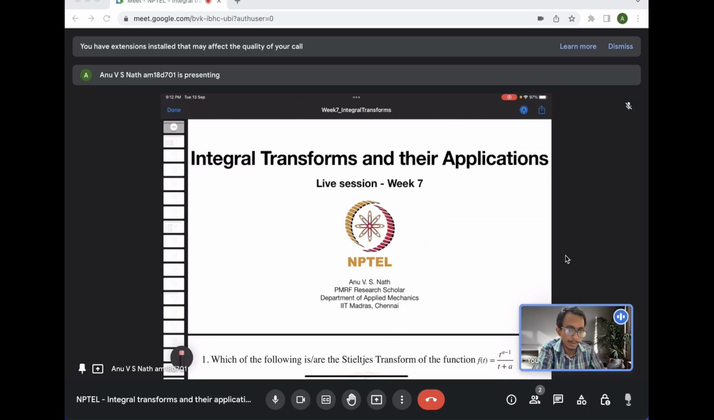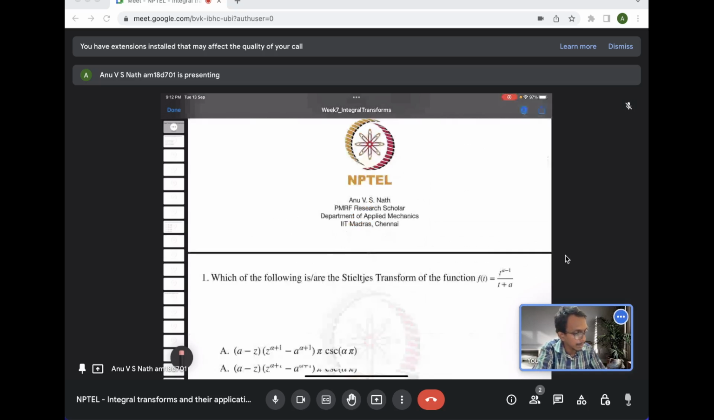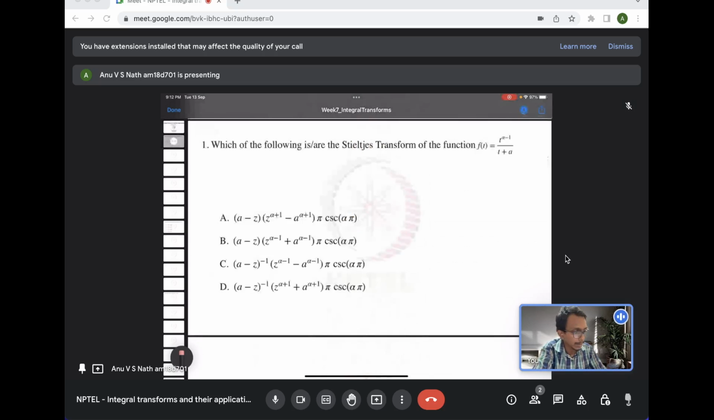I will show how to solve them, which may help you understand the concepts better and solve your assignments with ease. Okay, so let us start. Which of the following is or are the Stieltjes transform of the function f of t, which is t raised to alpha minus 1 divided by t plus a.